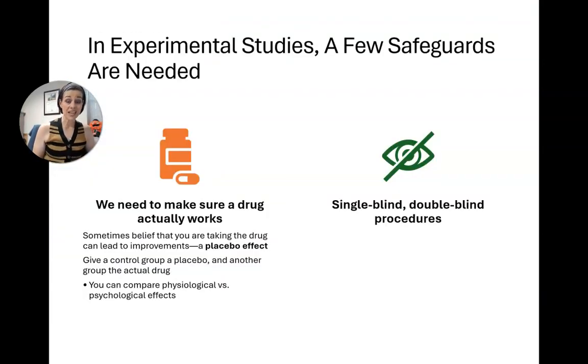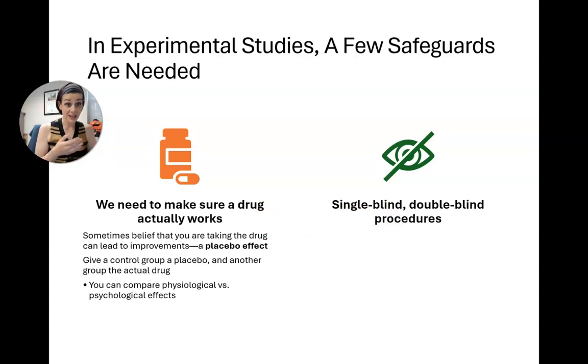Now, we need to have a few safeguards when we do experimental studies. We need to actually make sure that a drug works. One of the things that we know is that psychology and belief is a really powerful thing. Sometimes the belief that you are actually taking a drug, even if you are not, can lead to improvements. This can be a placebo effect. So when you're taking a drug, you have to deal with the fact that there's a psychological component, your belief in the drug, and there's that physiological, biological component. So we want to try to tease those apart.